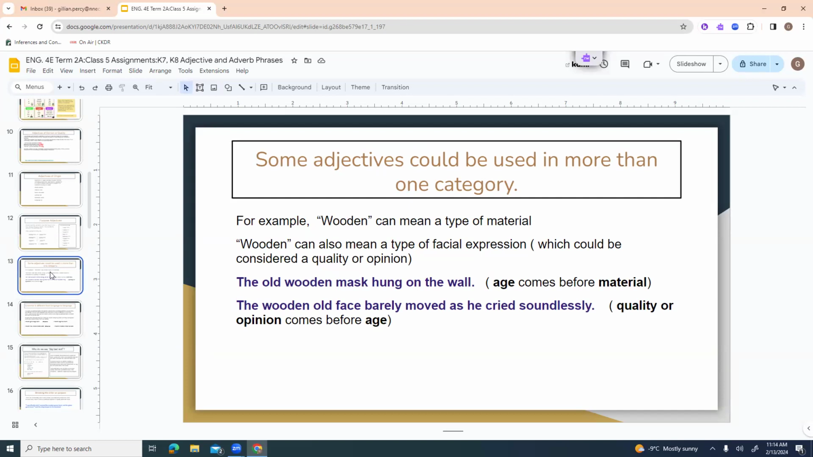So if I said the old wooden mask hung on the wall, well, we always put age before a type of material. But if I say the wooden old face barely moved as he cried soundlessly, I'm describing the quality of his face. And so in which case, quality comes before age. So that is one reason why you might see adjectives used in a different category.